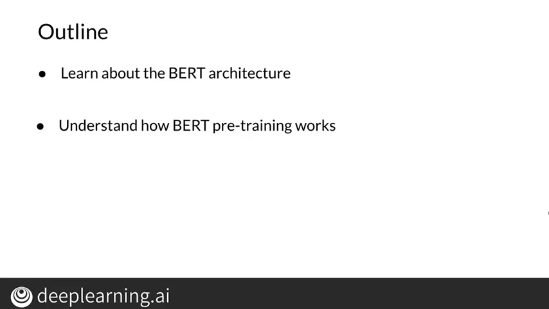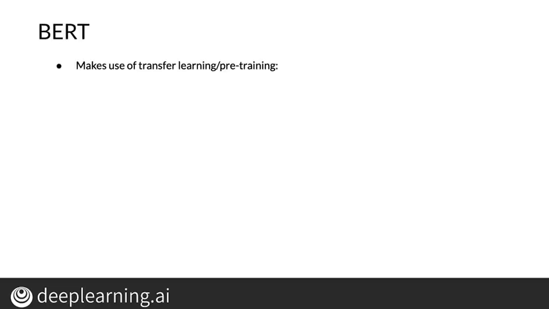I'll now teach you about bidirectional encoder representations for transformers, or in short, just BERT. BERT is a model that makes use of the transformer, but it looks at the input from two directions. Let's dive in and see how this works. Today you're going to learn about the BERT architecture, and then you're going to understand how BERT pre-training works and see what the inputs and the outputs are.